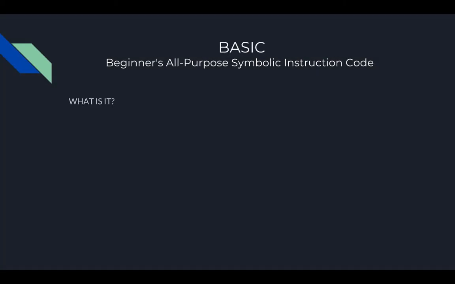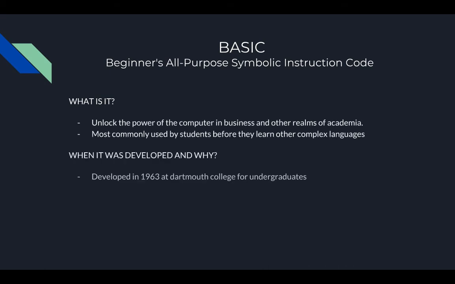The next one is BASIC. BASIC stands for Beginner's All-Purpose Symbolic Instruction Code. It was developed by a bunch of mathematicians in 1963 at Dartmouth College for undergraduates to make students understand a language before they actually move on to the better ones, for example, Fortran. And we'll get into that later.